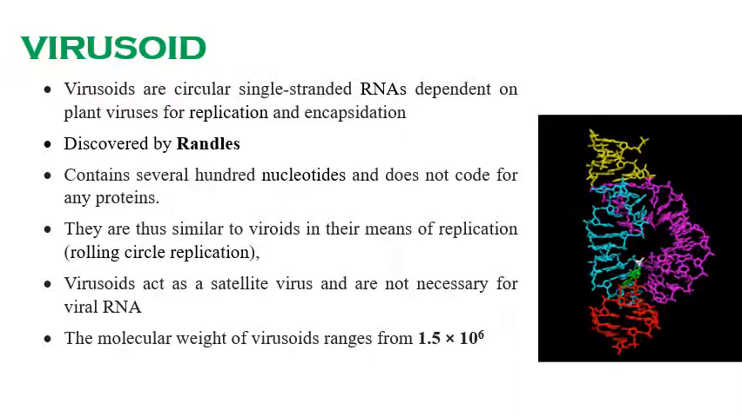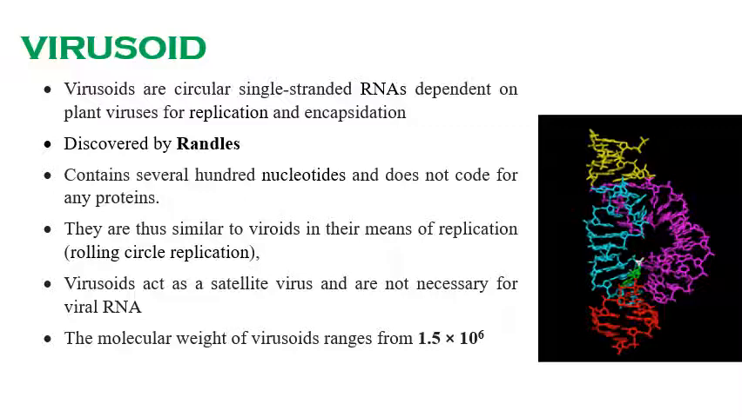Now we will see about virusoid. A virusoid is a circular single-stranded RNA dependent on plant viruses for replication and encapsulation. A virus requires no other viruses for its multiplication. A viroid, a few times, may require viruses, or it can depend on host cell machinery. But a virusoid is also single-stranded RNA which requires plant viruses for replication and encapsulation.